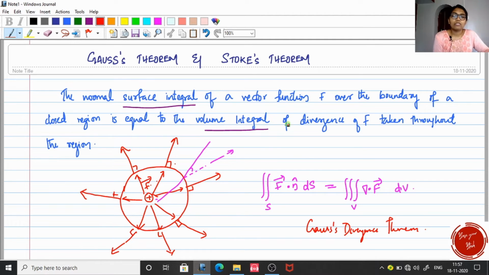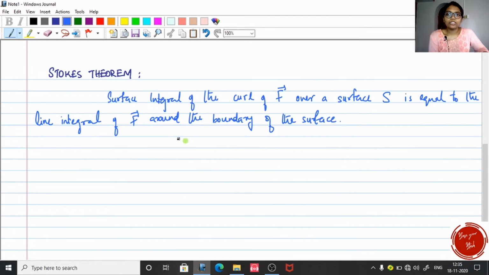Now let's see what Stokes theorem is. Stokes theorem says that the surface integral of the curl of a vector f over a surface S is equal to the line integral of the vector f around the boundary of the surface. As you read through, you can see two integrals coming up here, that is the surface integral and the line integral. So Stokes theorem relates a surface integral and a line integral. Let me describe this with the help of a diagram.